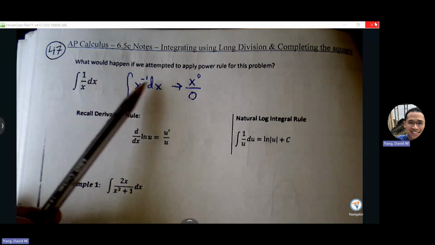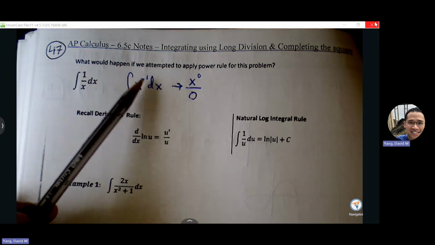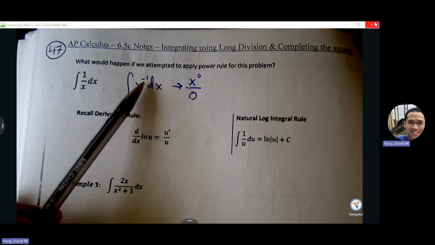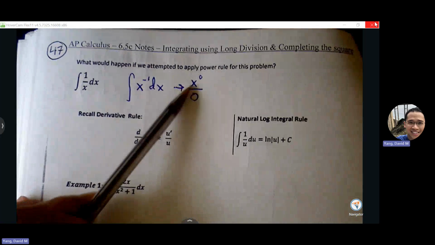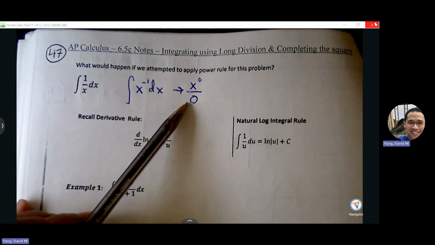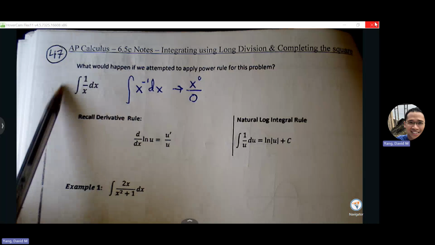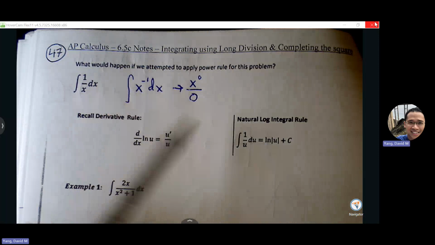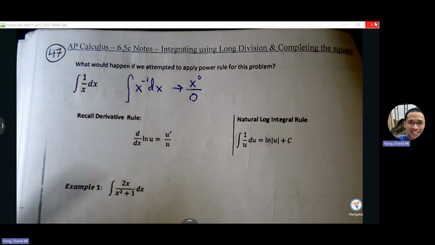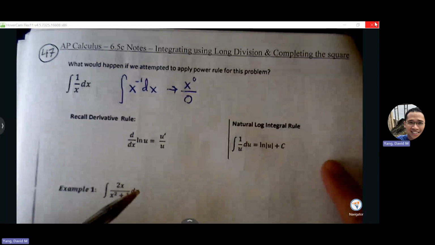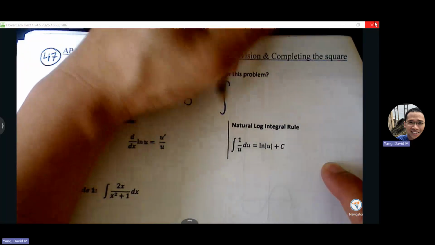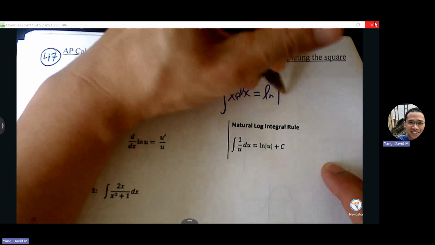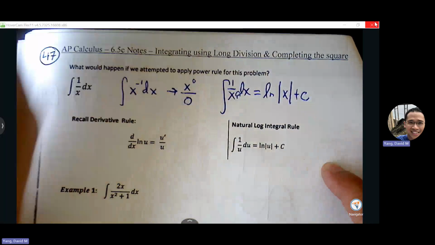So this is the one exception where power rule doesn't work, right? Any other power, -1/2, -2, 1, 2, even 0 we can handle, but a -1 power rule is going to break down, right? You cannot divide by 0. So the rule that we have to counter this exception is this natural log integral rule. Whenever we see an integral of 1 over x dx, just know that it's going to be natural log absolute value of x plus c.